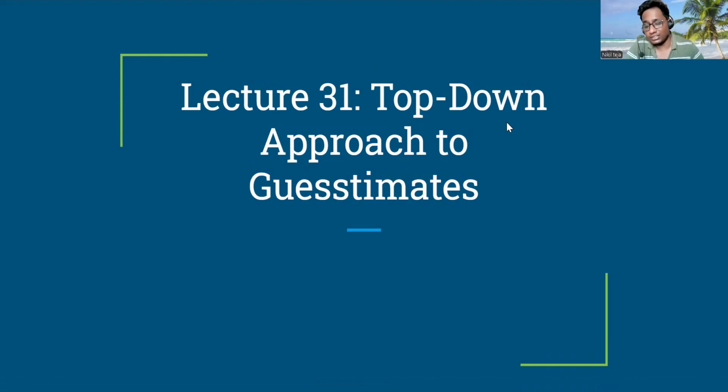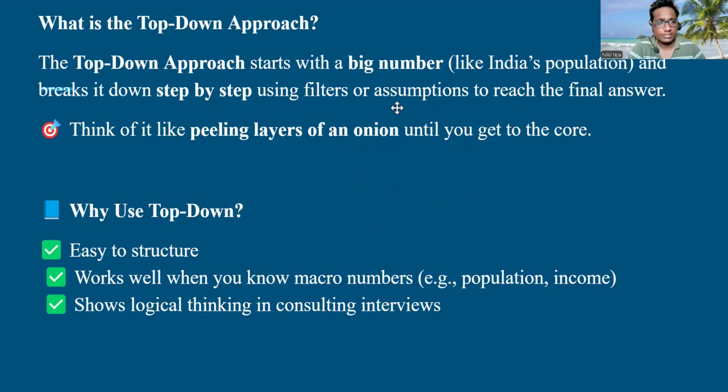And this is lecture 31. In this lecture, we will be learning about the top-down approach. Top-down approach is one of the ways of approaching guesstimates. We will be solving guesstimates with the help of the top-down or bottom-up approach. In this video, we will be learning about the top-down approach. In the next videos, we will be learning about bottom-up. We will also be solving one guesstimate in this video as well as in the next video with the help of the top-down approach. So let's jump into the video, guys.